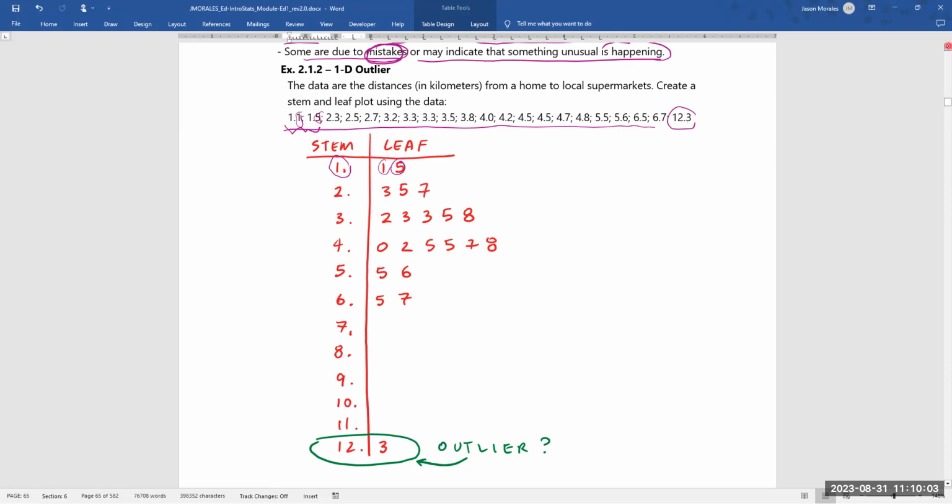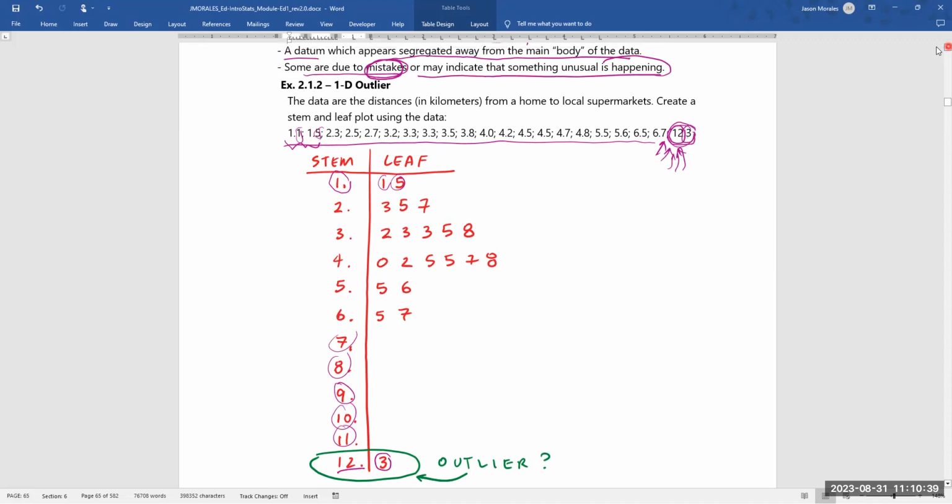1 and 5. And so if you complete a stem and leaf plot of this data, you'll see we don't have anything for 7. Okay, there isn't a 7 here. We don't have anything for an 8. We don't have anything for a 9. We don't have anything for a 10. We don't have anything for an 11. But then we have this 12. So the leaf is 3 and the stem is 12 point. So we've got 12 point for the stem and 3 for a leaf. And so this is a stem and leaf plot of the data.